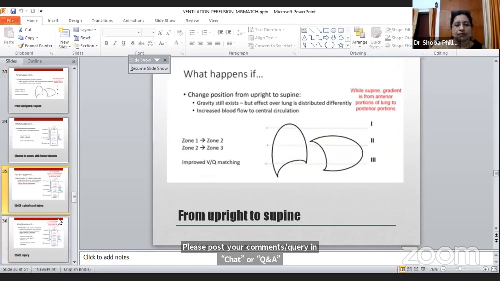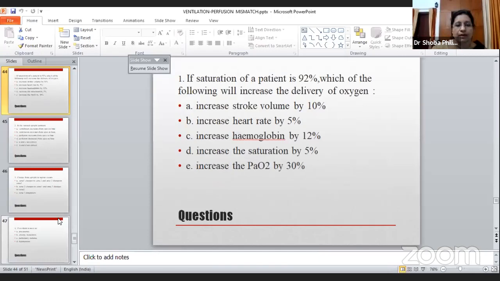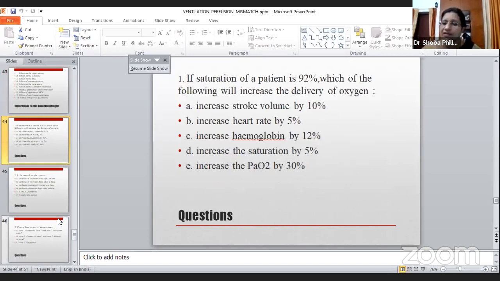So overall, these are some of the questions I have just put to make the PGs understand. So the first question is, if the saturation of the patient is 92%, which of the following will increase the delivery of oxygen? Increase in stroke volume by 10%, increase in heart rate by 5%, increase hemoglobin by 12%, or increase saturation by 5%, increase the PaO2 by 30%. You have to choose the best answer for this.